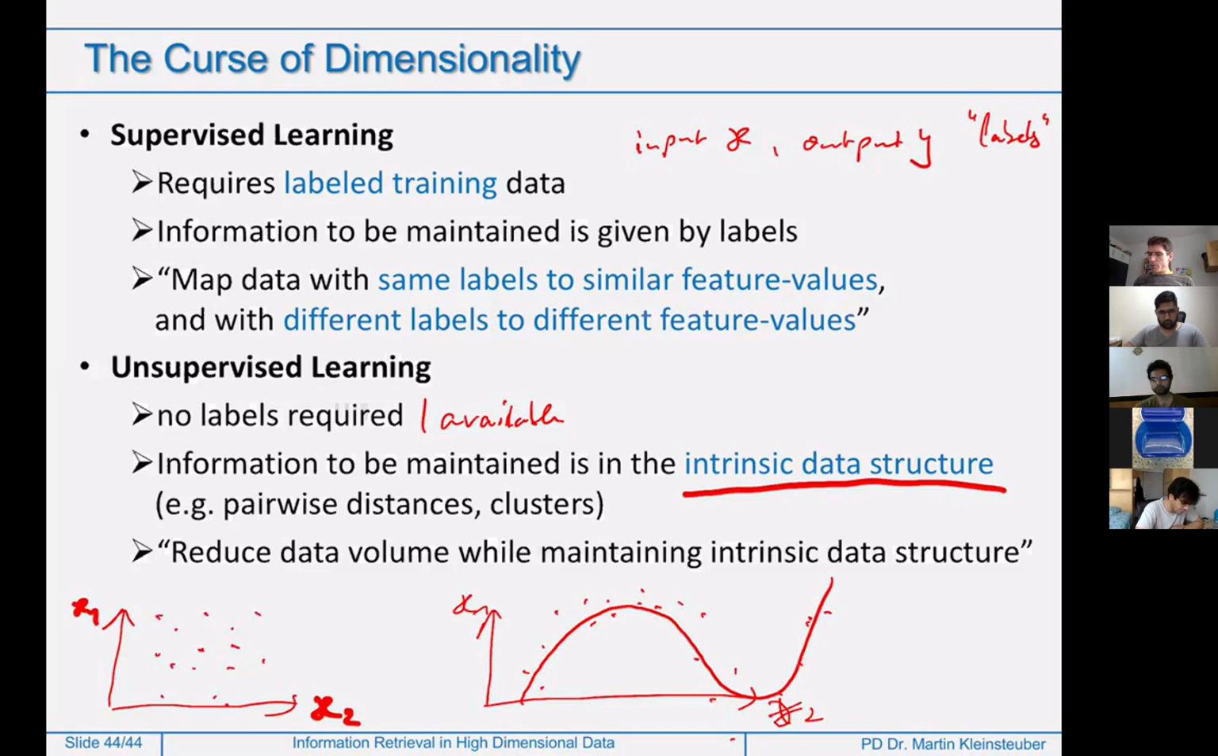And actually, what you can also look at is this unsupervised learning in a way that you want to reduce the data volume while maintaining an intrinsic data structure. So let's see how that view on things will help us in designing algorithms later on.